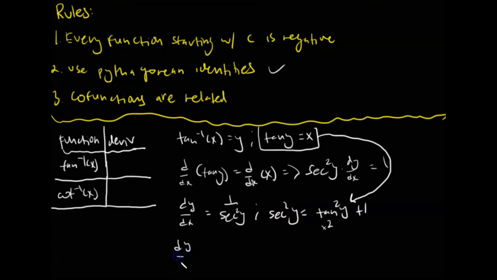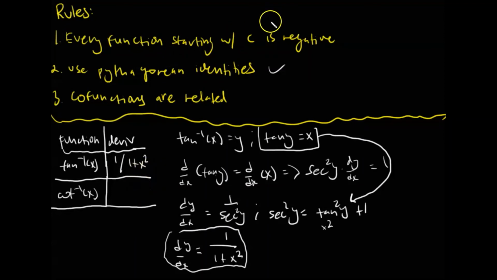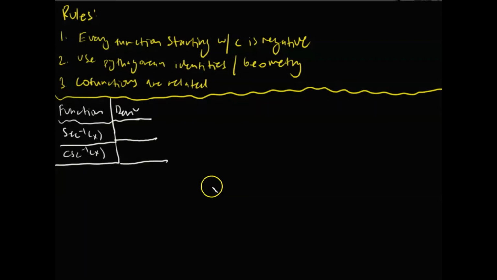And we can rewrite our derivative in a final form of dy dx equals 1 over 1 plus x squared. So we just write that in here, 1 over 1 plus x squared. Cofunctions are related, and it starts with a c. Cotangent inverse is as simple as negative 1 over 1 plus x squared.